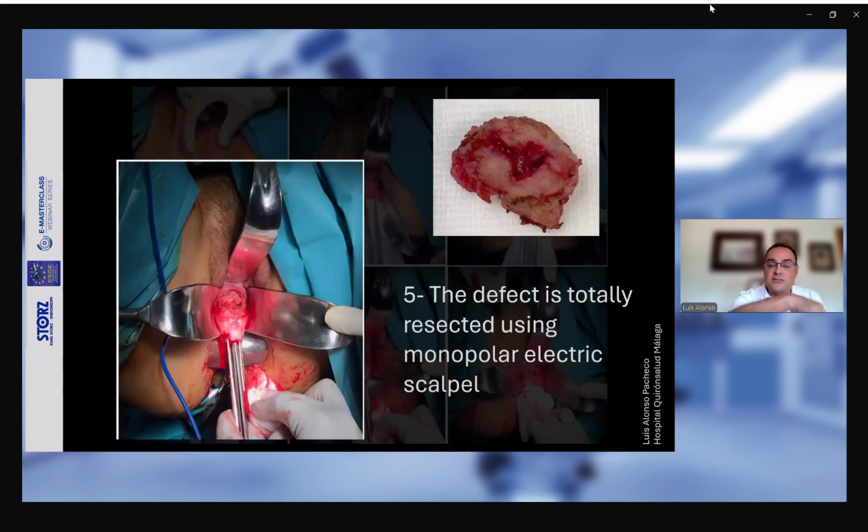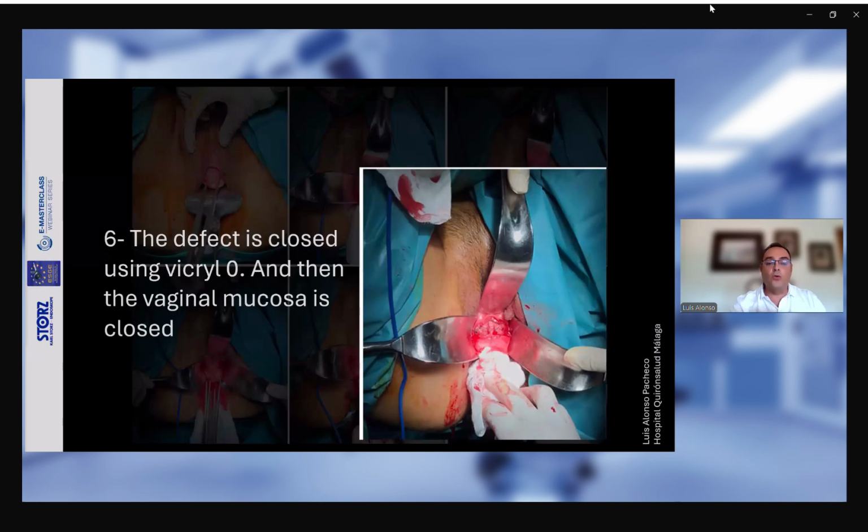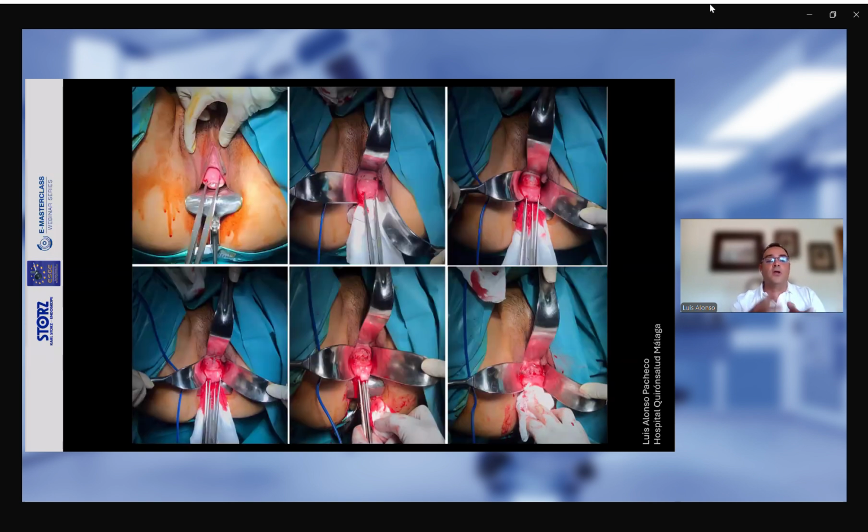Therefore, the defect is totally resected using the monopolar electric scalpel. You can see the piece that I have resected. And lastly, I close with Vicryl in 2 layers, and finally, I close the vaginal mucosa. So here are summarized the 6 steps that we use in the vaginal route.